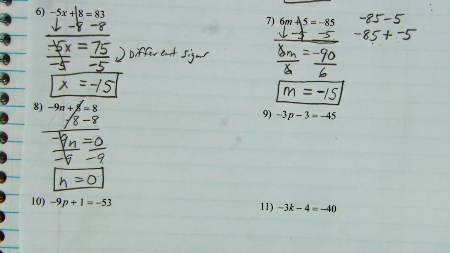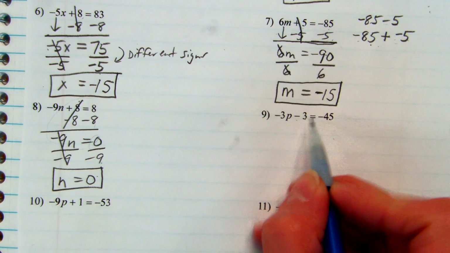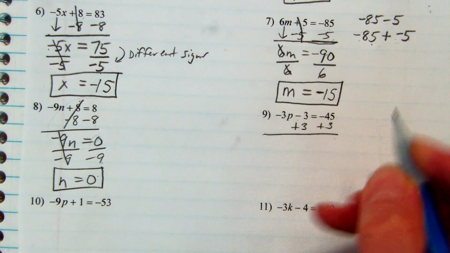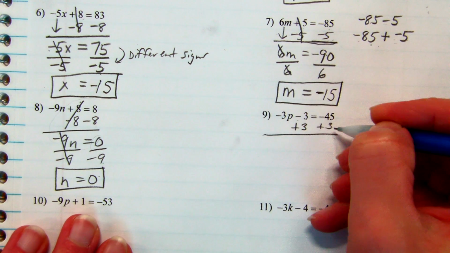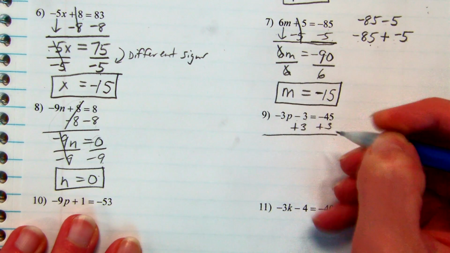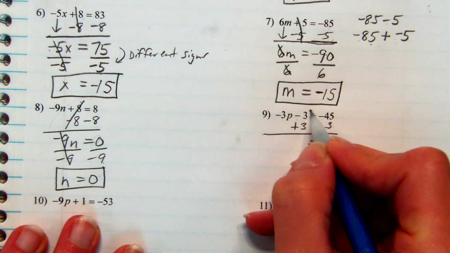Okay, so on number 9, everything is negative. Oh my goodness. Yay! So, first thing we're going to do is get rid of the minus 3 by adding 3. Okay? So it's negative 45 plus 3. So I'm thinking 45 worms and 3 spiders. So that's going to be negative 42. The worms would win. Okay?